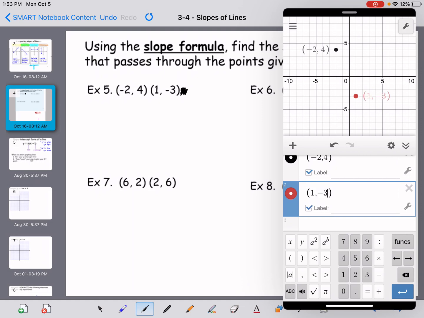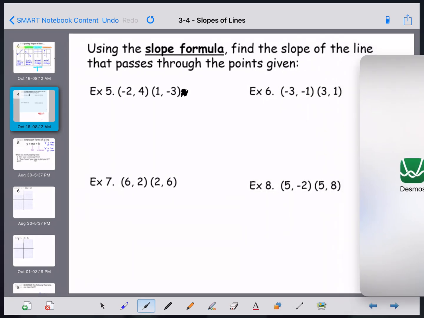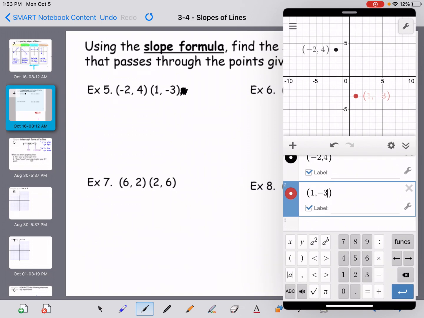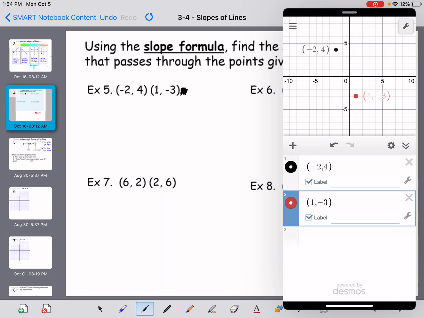3, and I'm going to label it. And so what I want you to see here is if I start at this -2, 4, and I want to get down to 1, -3, I can use my graph. If I've got my graph on a 1-to-1 ratio, I can use my graph to count. And so I'm going to go 1, 2, 3, 4, 5, 6, 7 down. So I went 7 down.